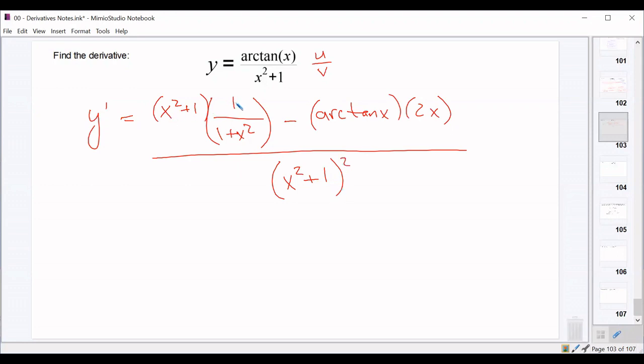X squared plus 1 times 1 divided by 1 plus x squared cancels to just become 1. And we end up with a final result of 1 minus 2x arctangent x all over x squared plus 1 squared.